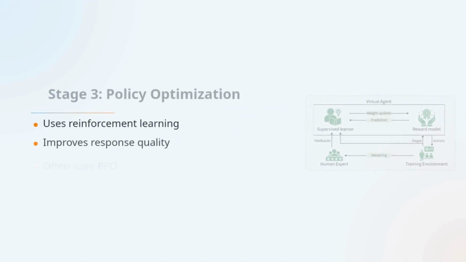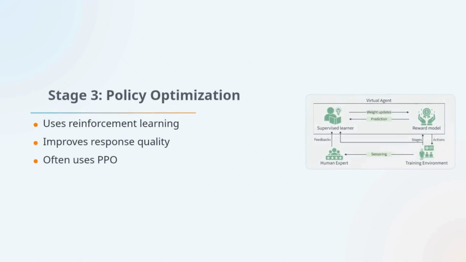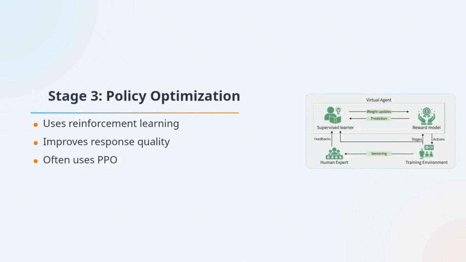Now comes the reinforcement learning part. In policy optimization, the model is updated to generate responses that maximize the reward predicted by the reward model. A common algorithm used here is PPO, or proximal policy optimization. PPO helps keep updates stable and controlled, so the model improves gradually without making large risky changes that reduce quality.